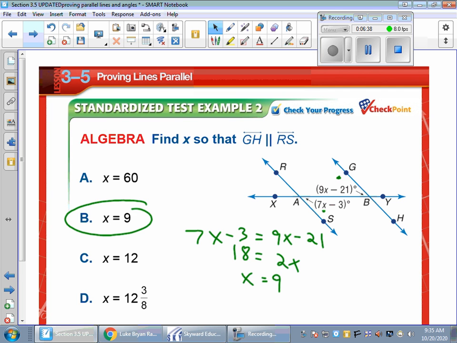So again, you can see what we're doing here in this set of notes is using our vocabulary terms to answer what we need to find. So hopefully you learned those special angles that are formed by parallel lines cut by a transversal. Thank you, great job.